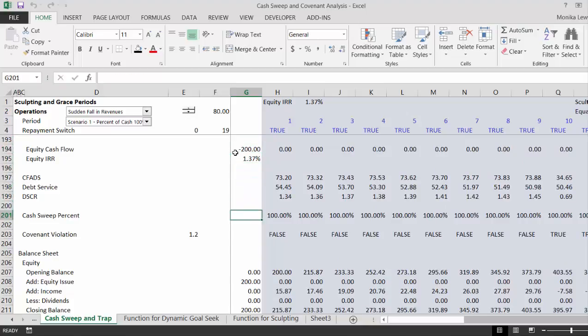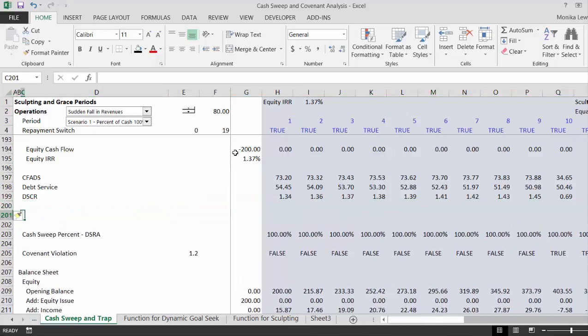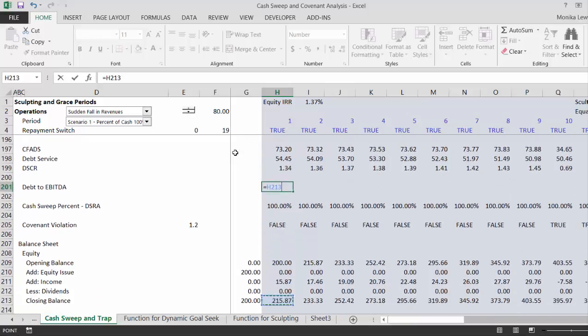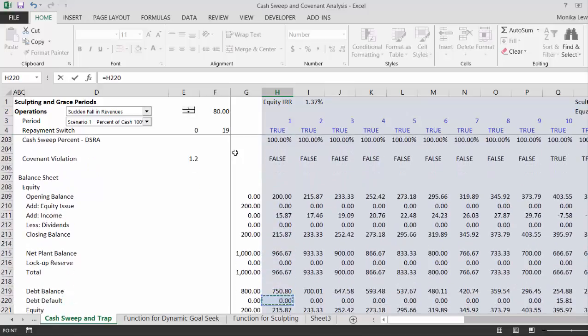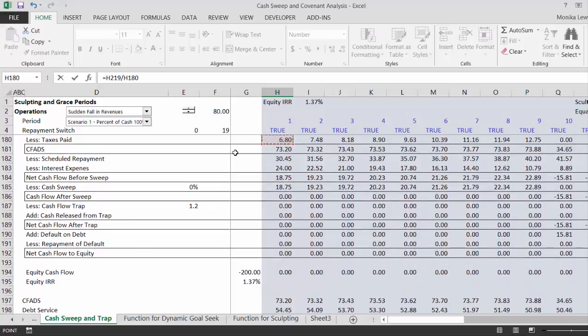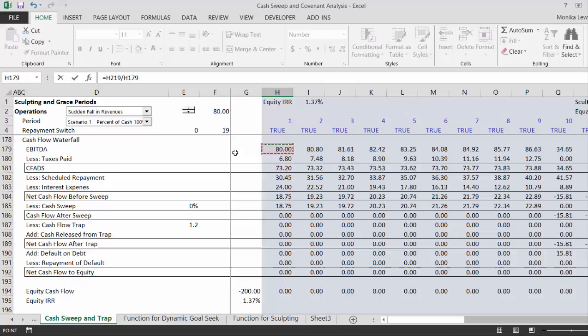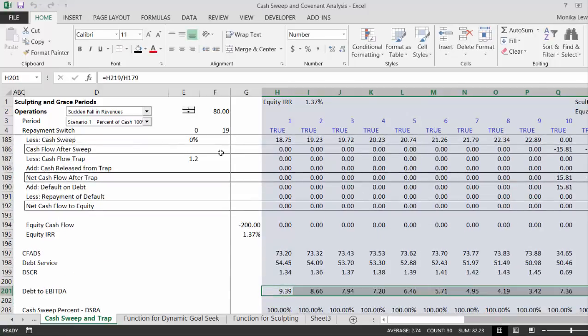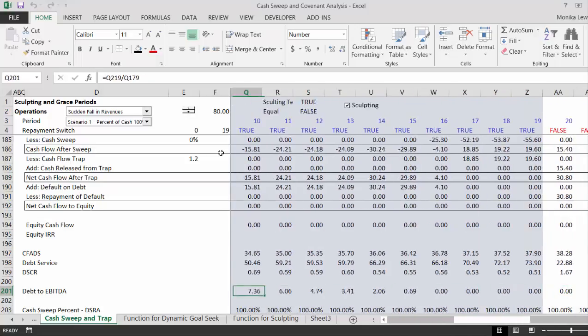A different way to do this is we'll put cash flow sweep percent DSRA. And then I'm going to compute another ratio here. I'm going to compute the debt to EBITDA. And we go up and let's take the opening balance of the debt. I'm debating whether we should take the defaulted debt. Let's just take the regular debt balance and divide that by the EBITDA. It's a very common ratio. We could even take it by the CFADS, but why not? And then what happens is that debt to EBITDA goes down over time because the debt goes down.